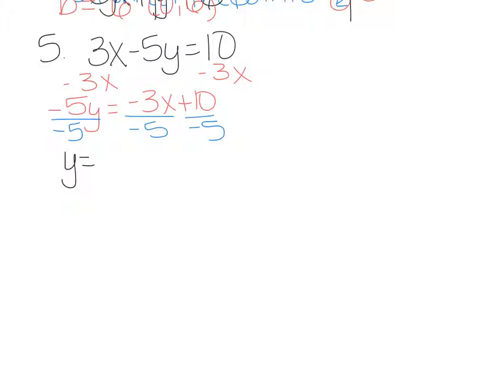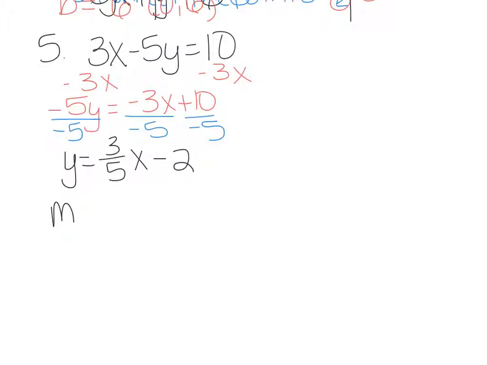Okay, looking at the right-hand side, I have a negative 3x over a negative 5. I can't simplify the 3 over 5, but I have a negative over a negative, which hopefully you recognize just turns into a positive. So I have 3/5 x, and then I have a 10 divided by a negative 5. 10 divided by negative 5 just gives me a negative 2. Okay, now it's in y equals.